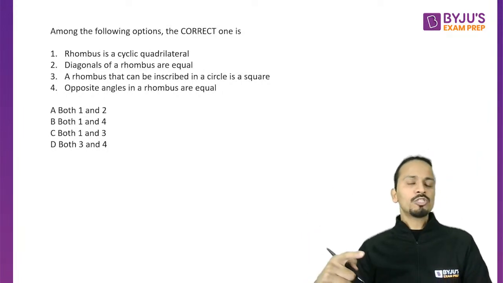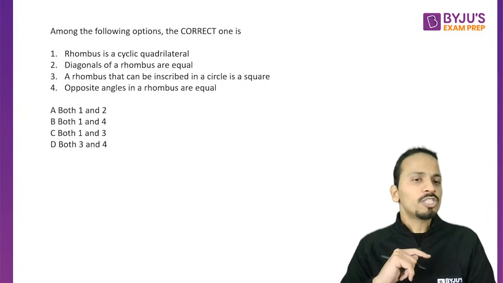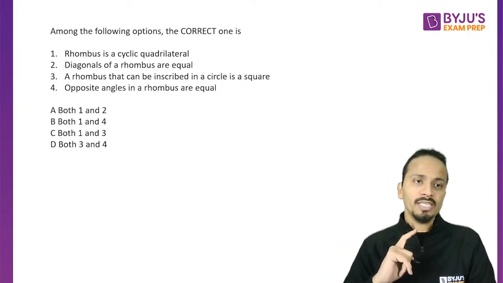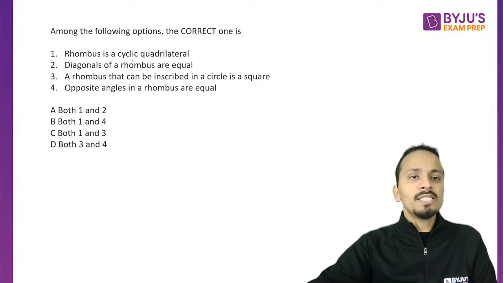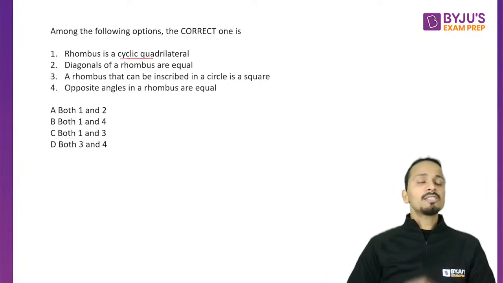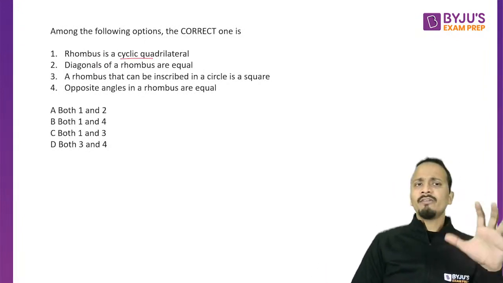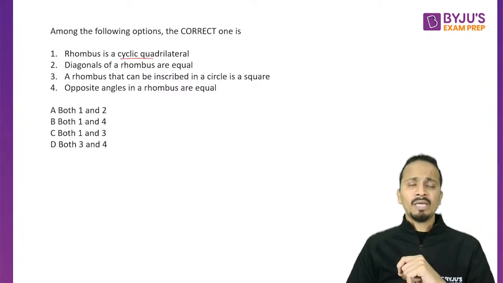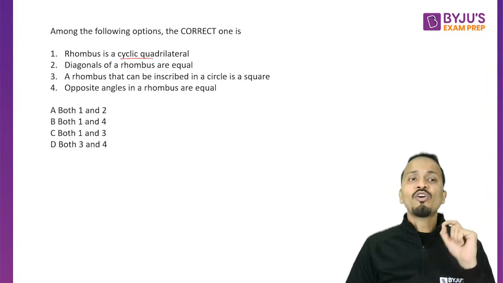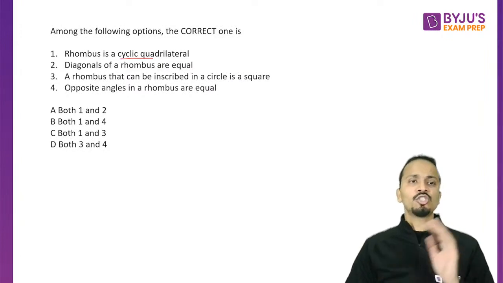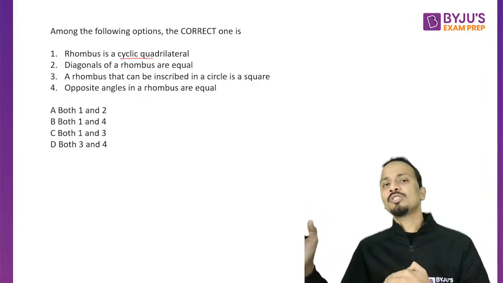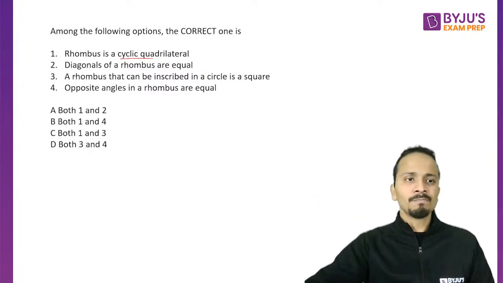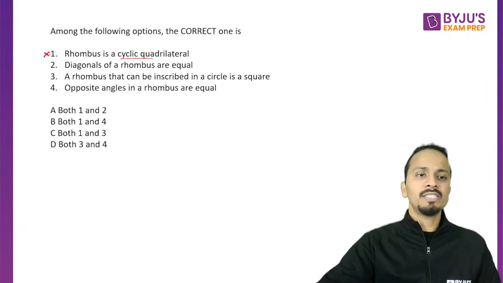So you are given 4 statements. You have to identify which of these 4 statements are correct, and then mark an answer accordingly. Now, rhombus is a cyclic quadrilateral. Now, cyclic quadrilateral is a quadrilateral in which the sum of opposite angles is 180. Now, this is not true for every rhombus. So in a rhombus, the sum of opposite angles is not necessarily 180 degrees. So I can say that this statement is incorrect.